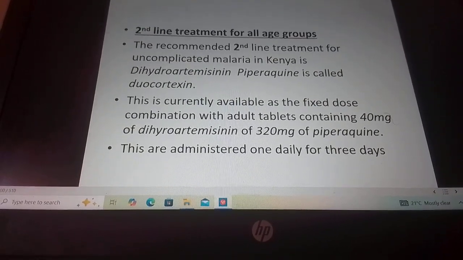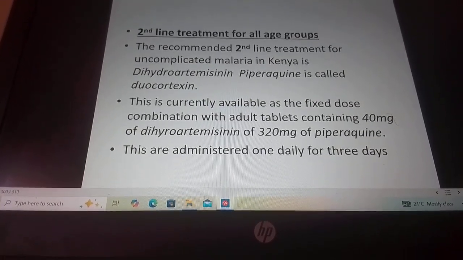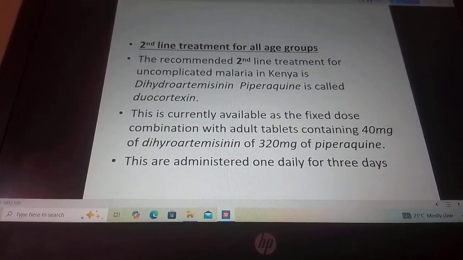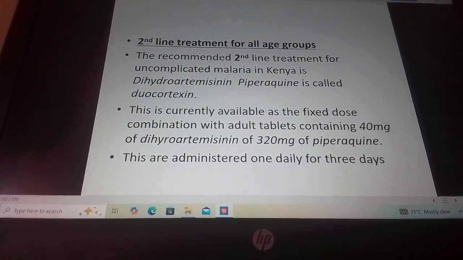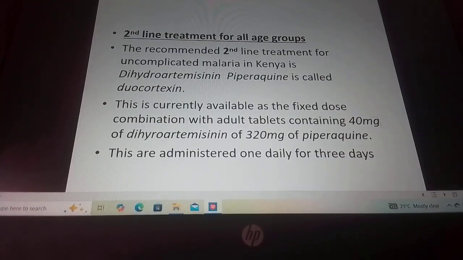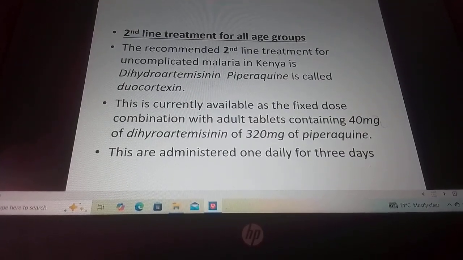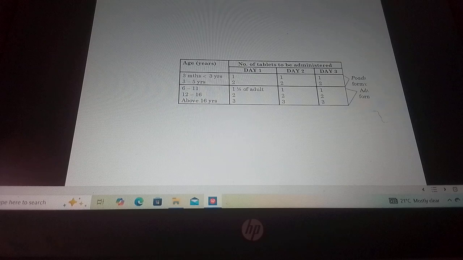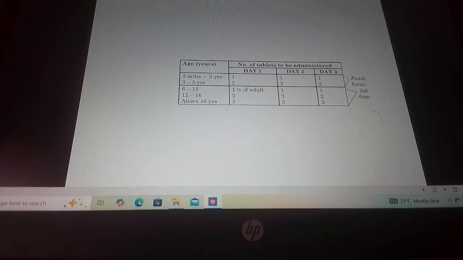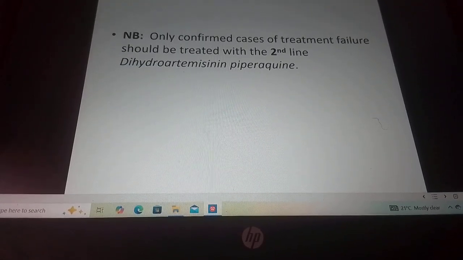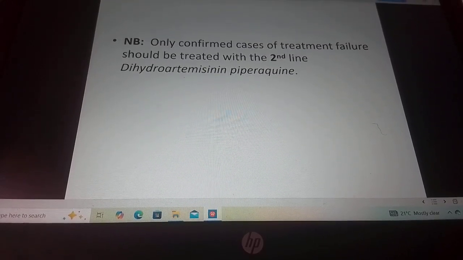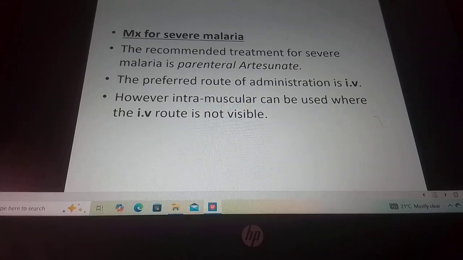This is currently available as the fixed dose combination in adults. It contains 40 milligrams of dihydroartemisinin and 320 milligrams of piperaquine, and this is administered once daily for 3 days. So you are taking 3 tabs once daily up to 3 days, and you will be done. Only confirmed cases of treatment failure should be treated with the second line. That one you should not.